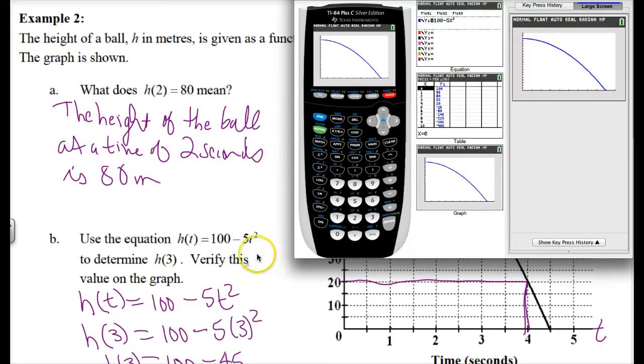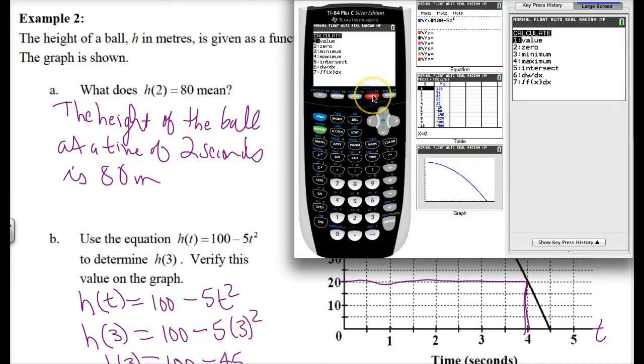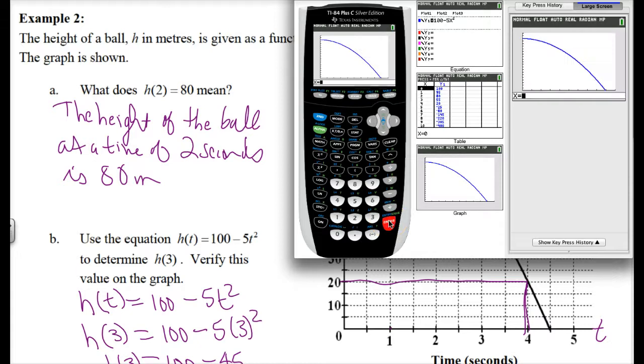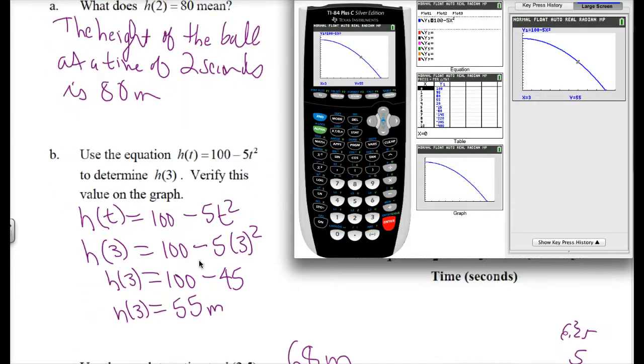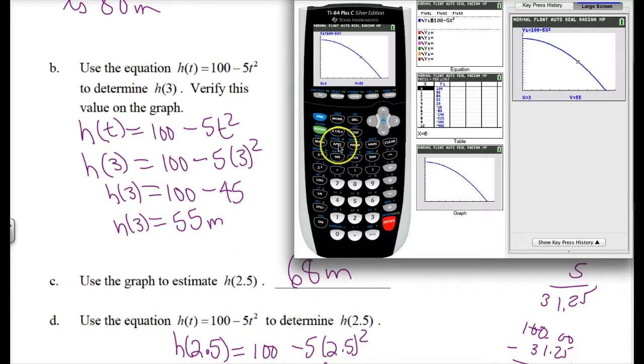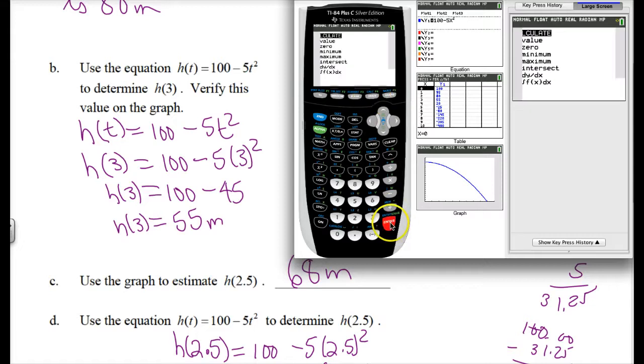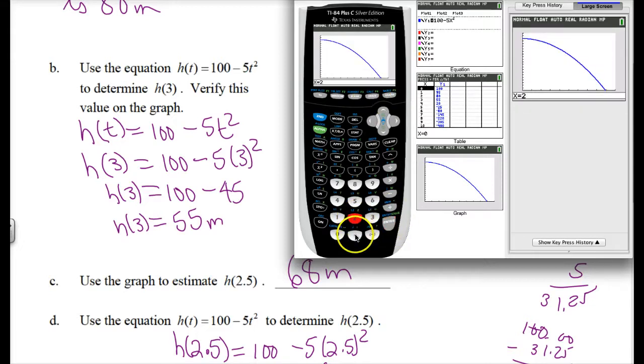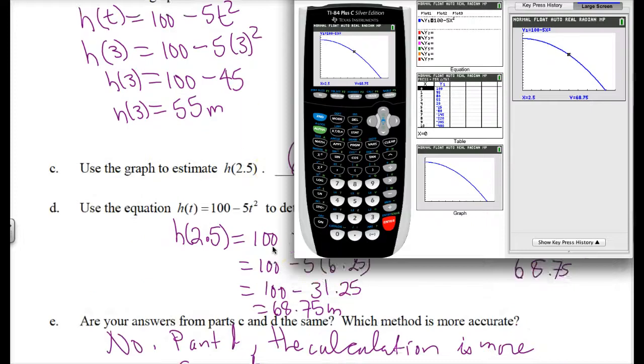Now we're supposed to verify this value on the graph, h of 3. So second function, calc, value, and we want x to equal 3. Enter, and we get a y value of 55. Which is what it should be. Use the graph to estimate h of 2.5, or use the equation to determine h of 2.5. Second, calc, value, x equals 2.5. Enter. And 68.75. So there was our estimate of 68 and our value.